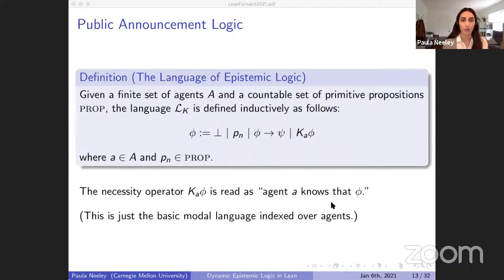So given a finite set of agents and a countable set of primitive propositions, the language of epistemic logic is defined inductively as follows. Formulas can either be the constant false, they can be propositional variables, they can be an implication between two existing formulas, or they can involve the necessity operator applied to an existing formula. So for those of you who are familiar with modal logic, you're probably used to seeing this necessity operator as a box. But here we're writing it K_a phi, and it's read as agent a knows that phi. It's important to point out, though, that this is just the basic modal language indexed over agents. It's really nothing special going on here.